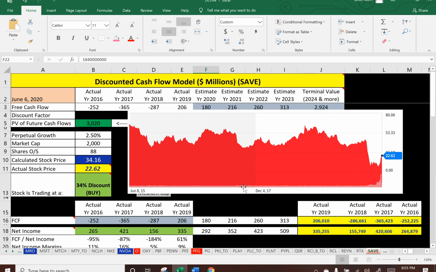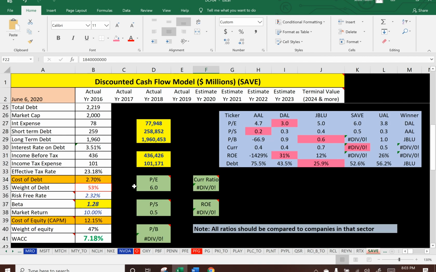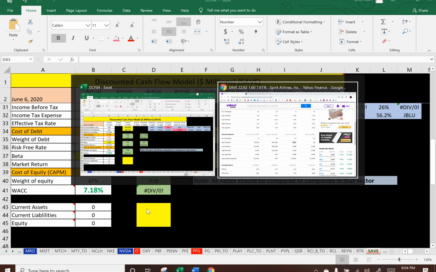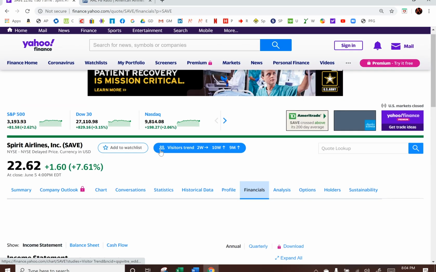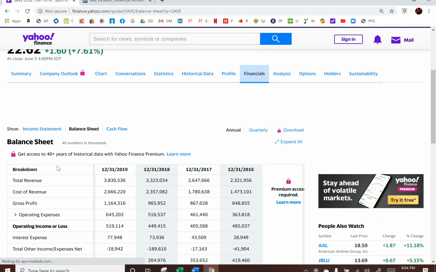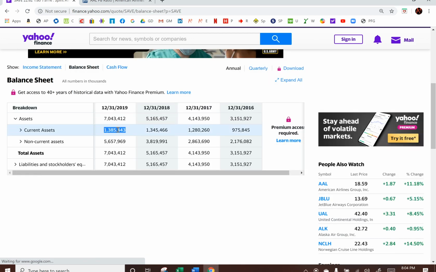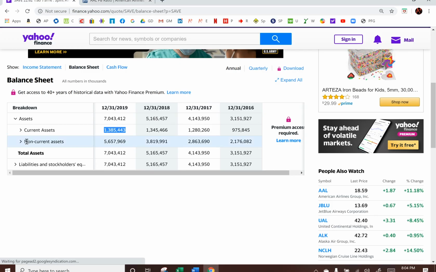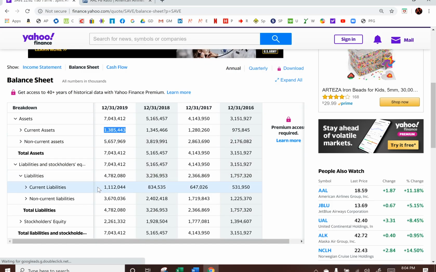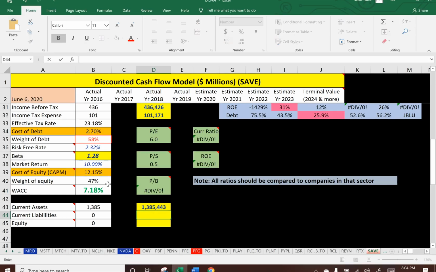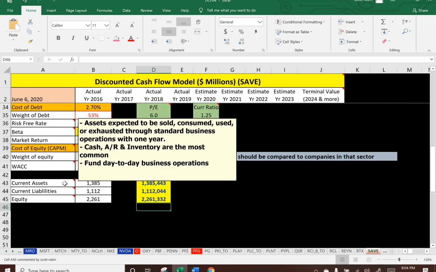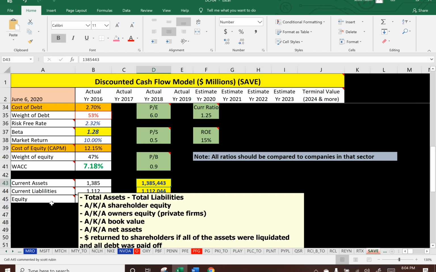So let's look at the ratios to see how they stack up against their competitors. We need the current assets of the balance sheet. And that's 1.4 billion. And let's get their current liabilities, and then we'll get their equity. So the current assets are pretty much cash, accounts receivable, and inventory. And these are the assets that can be converted to cash within 12 months. And they have 1.4 billion.